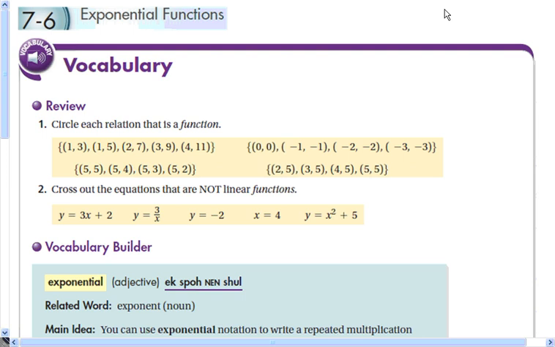All right, this is lesson 7.6, exponential functions. We're going to learn how to evaluate and graph exponential functions. So let's just review functions quickly here.